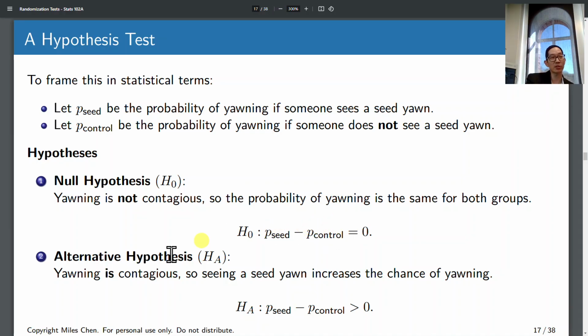The alternative hypothesis is that yawning is contagious, so that if you're in the seed yawn group, your probability of yawning is greater than if you were in the control group. We would expect to see a positive difference between P seed minus P control. That would be the alternative.